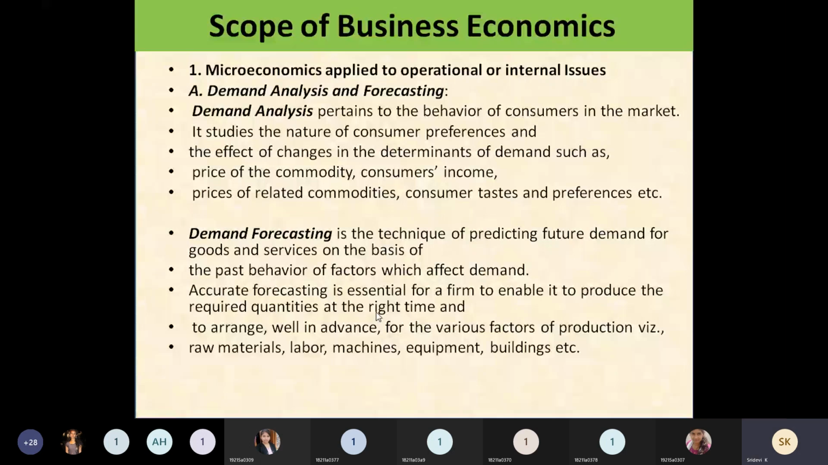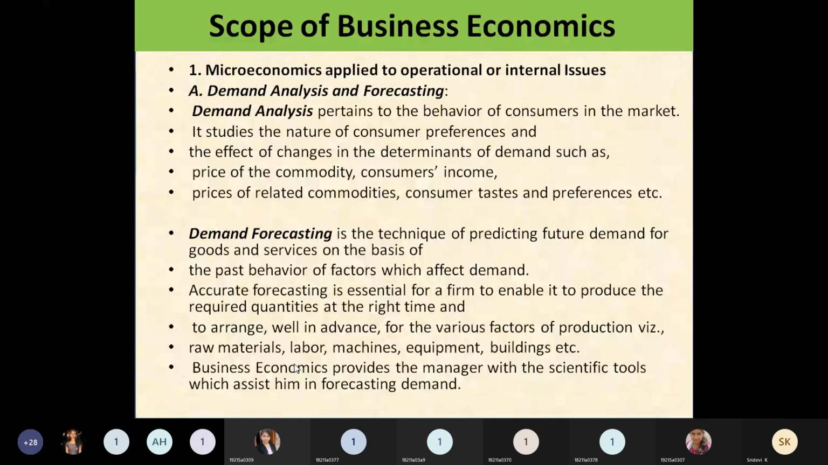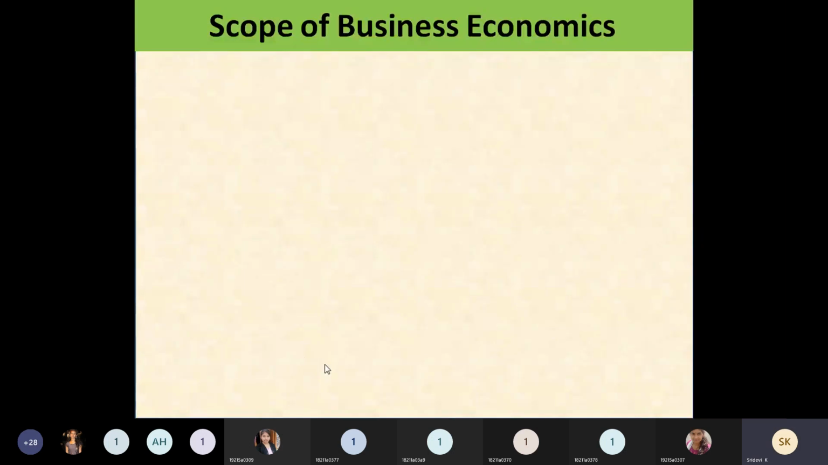For that, other techniques are there. So many techniques are there. All those techniques we will discuss in detail in demand forecasting, in the coming topics. But anyhow, all these are the decision areas where you can apply this business economics. We will apply the statistical tools to forecast your demand. These techniques, you can say, are the scientific tools.